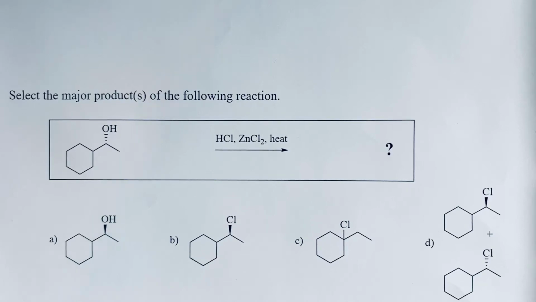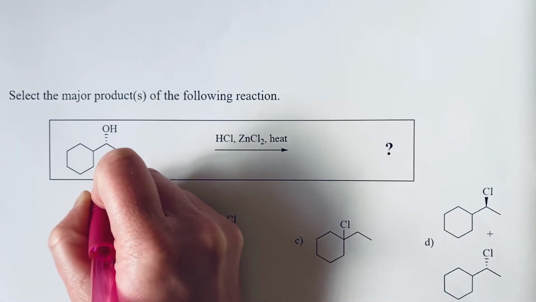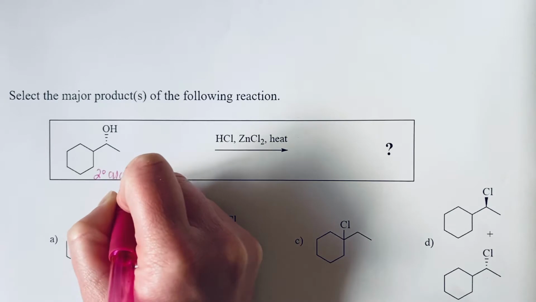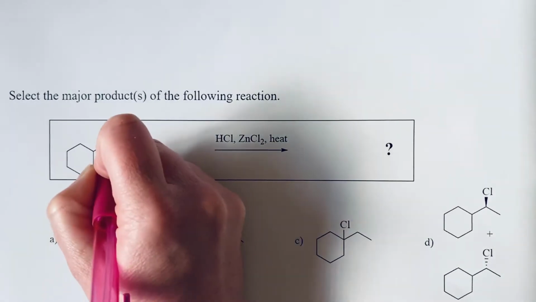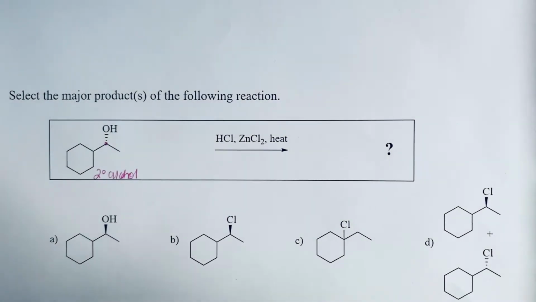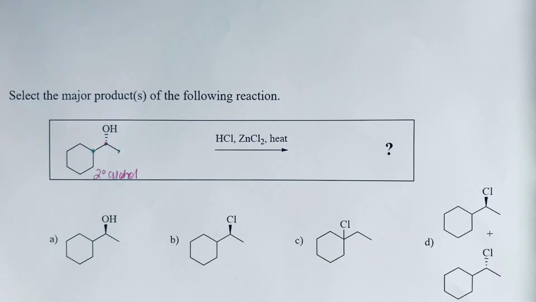Select the major product of the following reaction. So we can see that we are starting with an alcohol, and specifically this is a secondary alcohol. And we say that because here's our alcohol carbon, and we can see that it has 2 bonds to other carbons, so that makes it a secondary alcohol.